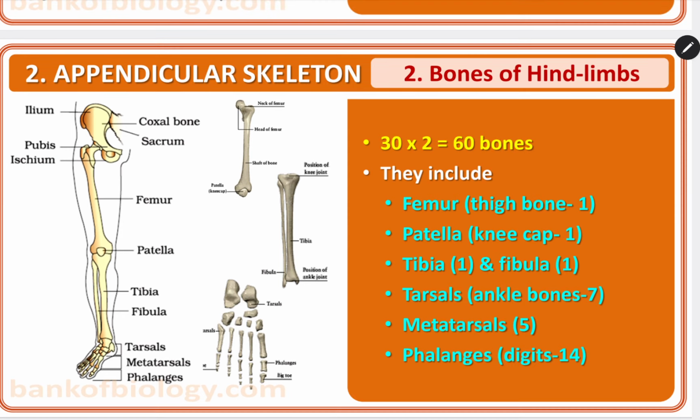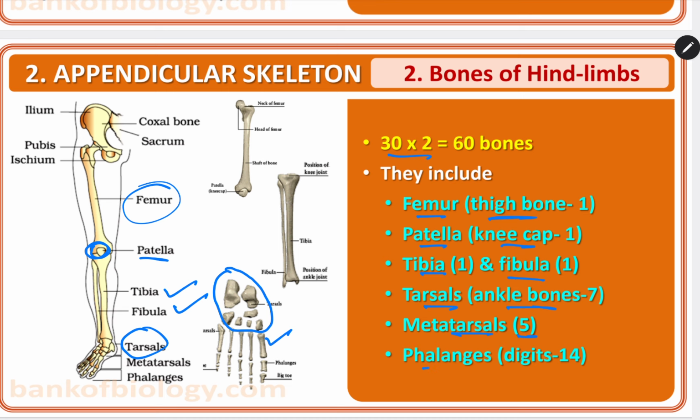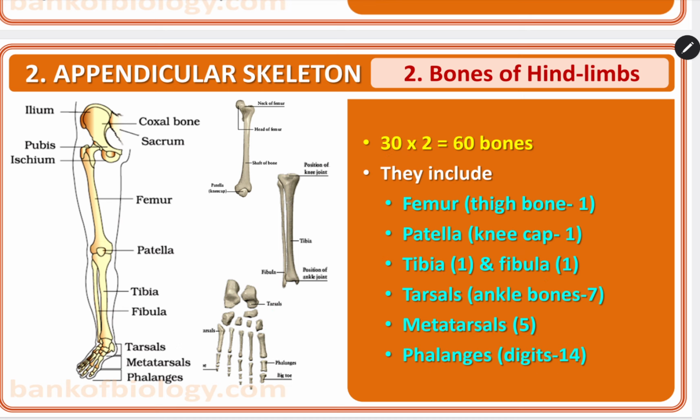Bones of hind limbs, same 30 bones. They include femur or thigh bone, patella, kneecap, it is called patella. Tibia and fibula are also here. You can see tarsals, ankle bones, 7 tarsals. Here these are the tarsals, 7 in number. Metatarsals, 5 in number, and phalanges, 14 digits.